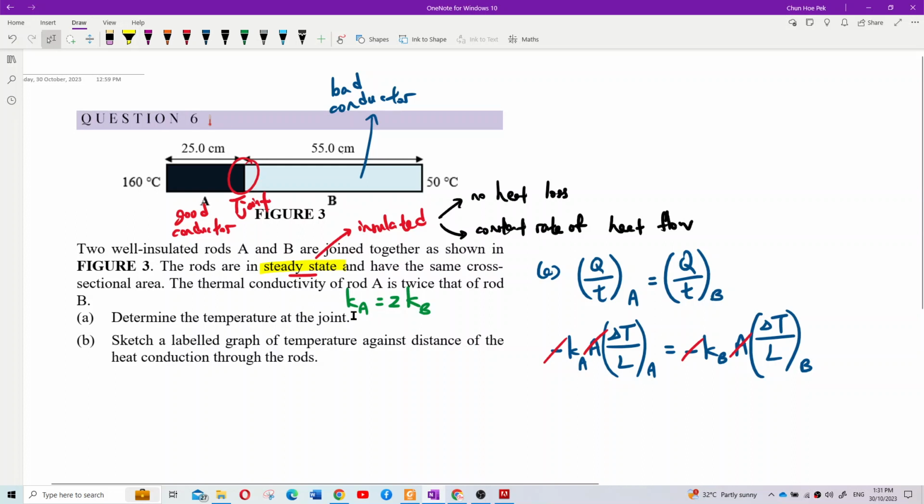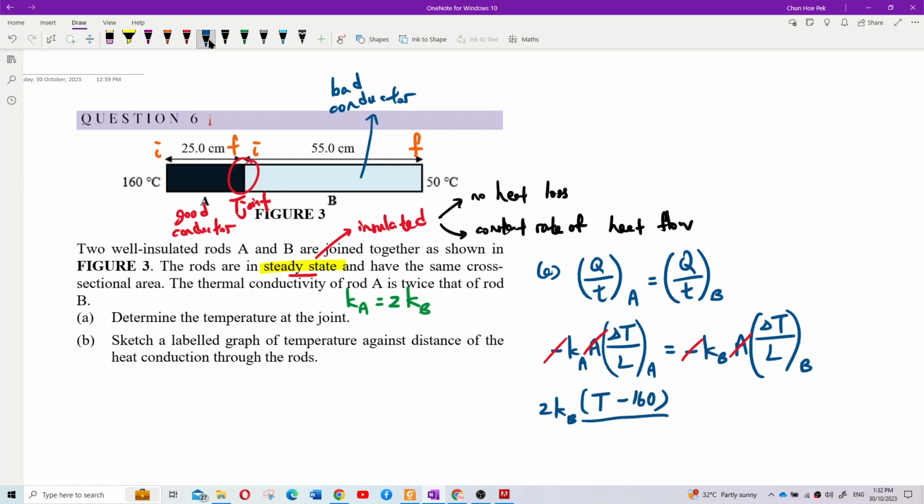So you can just substitute Ka with 2 Kb. Then you can cancel later. And then for the change of temperature, just take the temperature at the joint, final minus initial. Remember, for rod A, this is initial and this is final, and for rod B, this is initial and this is final. So take final minus initial. Final, just put as T. Okay, so T minus 160.